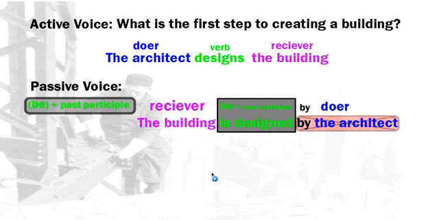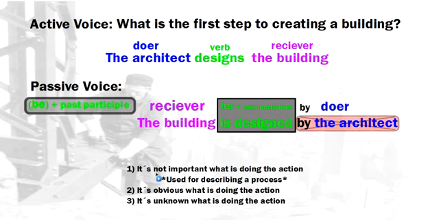So why do we use the passive voice? Well, for those reasons. First, it's not important what is doing the action, right? Again, we use this for describing a process sometimes. We're not saying who is doing it, but we want to say what is done. For example, using the receiver first. That's the emphasis of the sentence. Also, it's obvious what is doing the action, so maybe it's not necessary to talk about the doer if it's obvious who is doing the action. And the other reason is that it's unknown what or who is doing the action. So for those three reasons, we put the emphasis of the sentence on the receiver and not the doer, and that's why we use the passive voice.